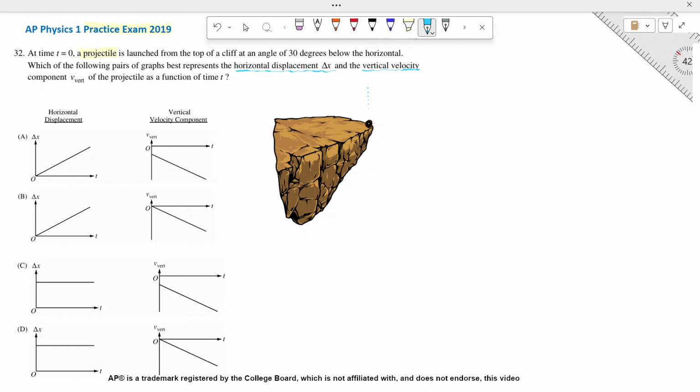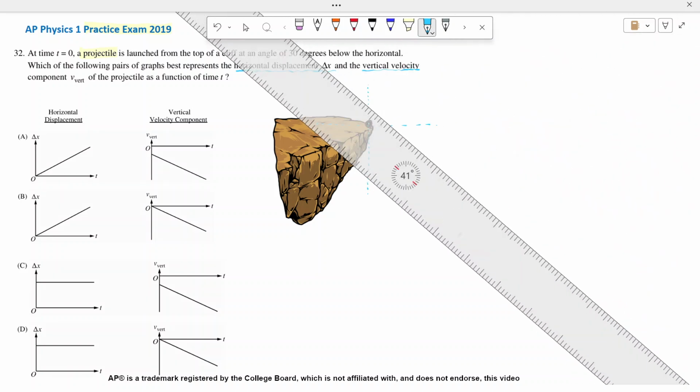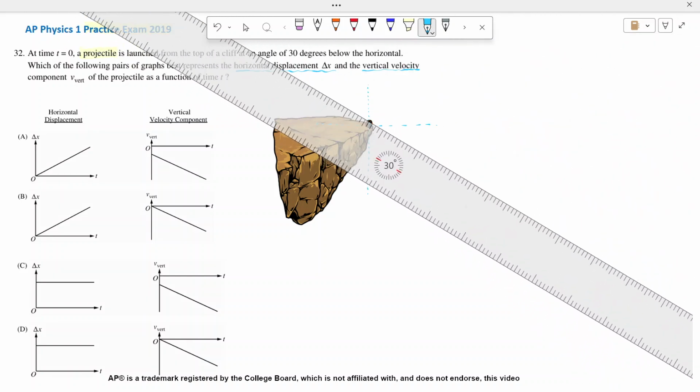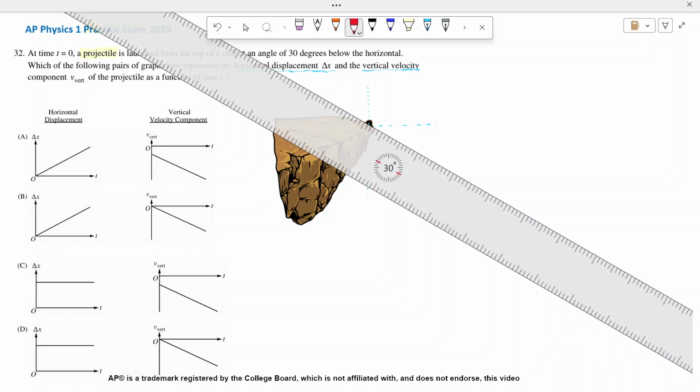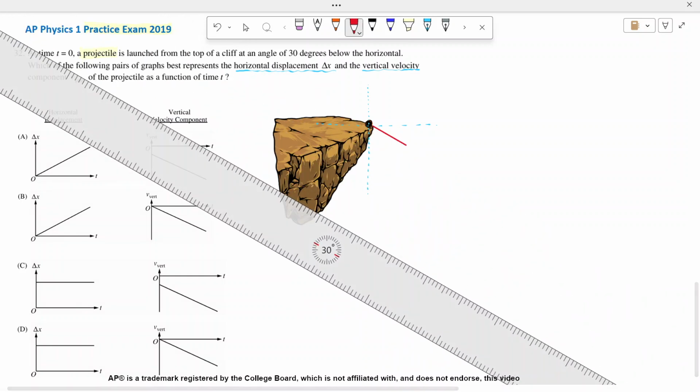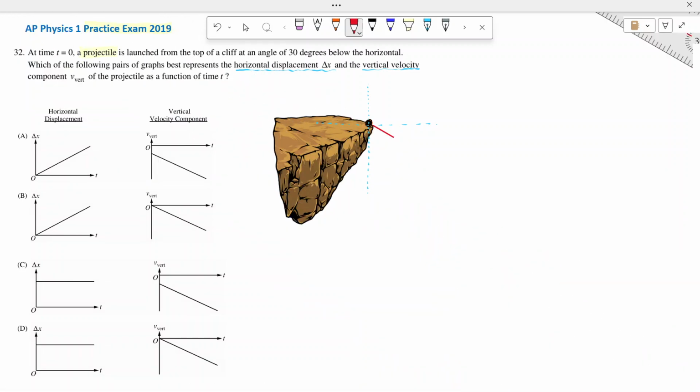So when we are throwing the ball from the top of the cliff, we can assume that this is our rectangular coordinate system. So this is the y-axis and this is the x-axis. Just imagine, if you are throwing a ball at an angle 30 degrees below horizontal, it should be like this. Its instantaneous velocity should point in this direction, and due to this instantaneous velocity, it has not only the x component but also the y component.